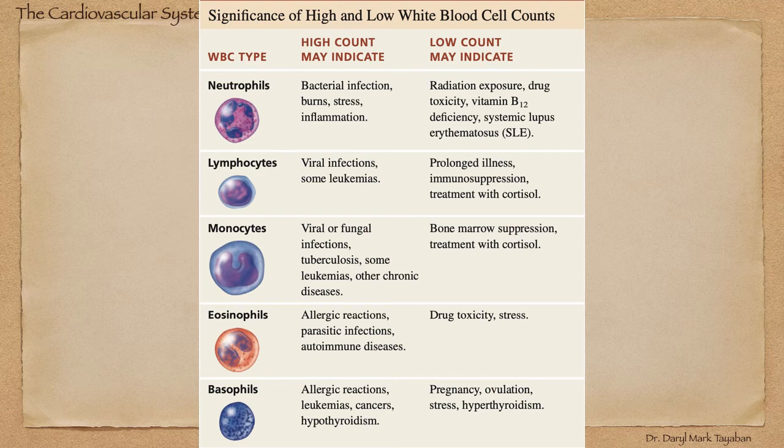Anyway, if there is a low count of neutrophils, it could be because of radiation exposure or therapy. It could be because of drug toxicity. It could also be because of vitamin B12 deficiency. For a disease, it could be SLE, systemic lupus erythematosus. It's actually an autoimmune disease.